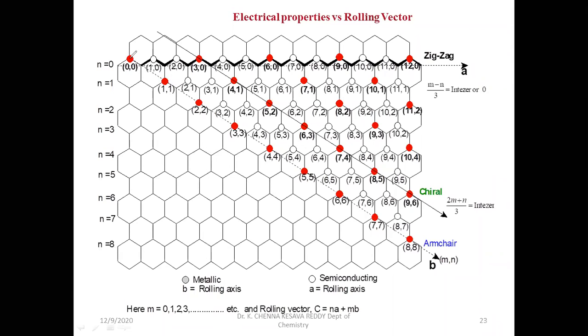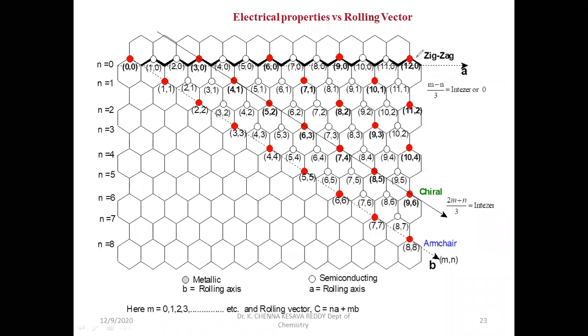Let us see. m and n are both equal in this red color. So here m is equal to n, m is equal to n, everywhere. That means 1 1, 2 2, 3 3, 4 4, 5 5, 6 6, 7 7, 8 8. In all the cases m is equal to n. If you fold the carbon skeleton along this vector, you get the armchair carbon nanotube. If you fold in this direction, you will get the zigzag carbon nanotube.